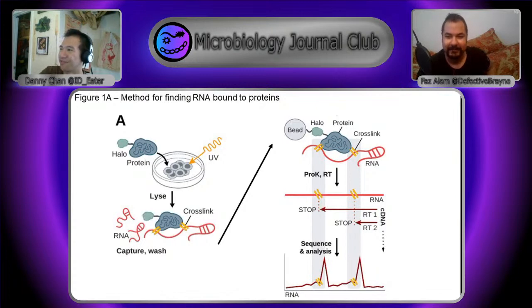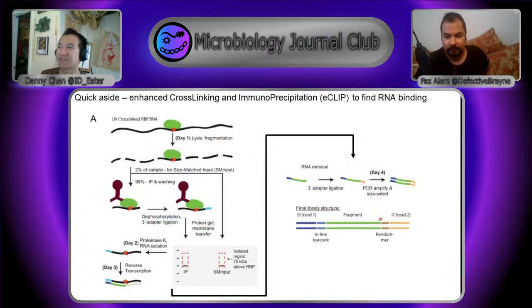This other figure is from another paper. It's the same technique, called enhanced cross-linking and immunoprecipitation, or eCLIP. It's another technology that does a similar sort of thing, except they digest the RNA, then they digest the protein. I picked this out from another paper because I thought it had good details, because not everyone would have seen some of these things from the previous figure.